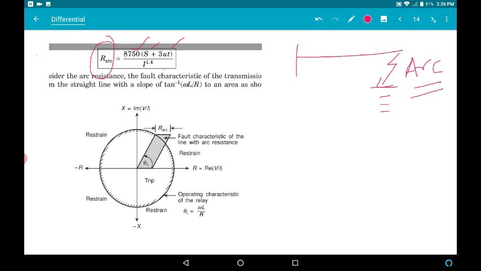Now our interest is to understand how this will impact the operating characteristics of the relay. Originally, without the arc resistance, I was having this particular line, the inner black line. If I add the arc resistance, it has to be added at all the points, from the origin till this point. So I will add arc resistance this much, and now my line will be shifted here, right? The original line is shifted to the right side, and I have this entire region which is now the fault characteristics of the line with the arc resistance.